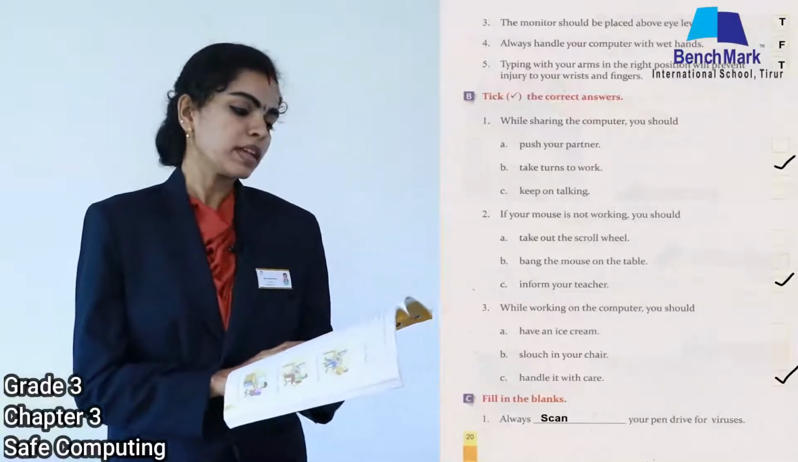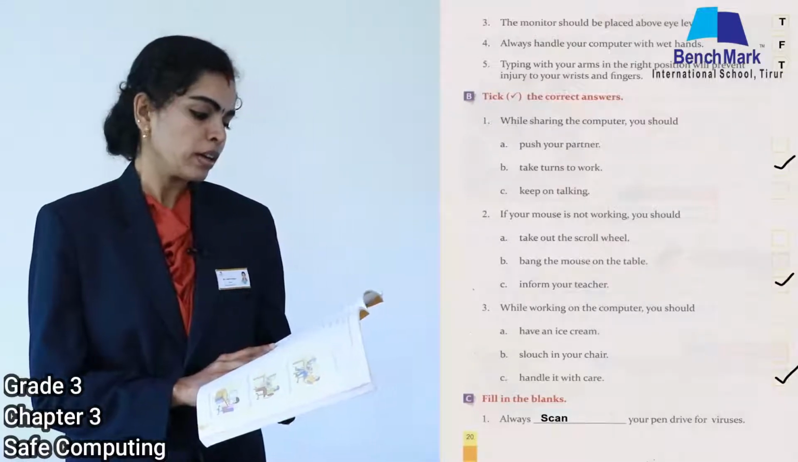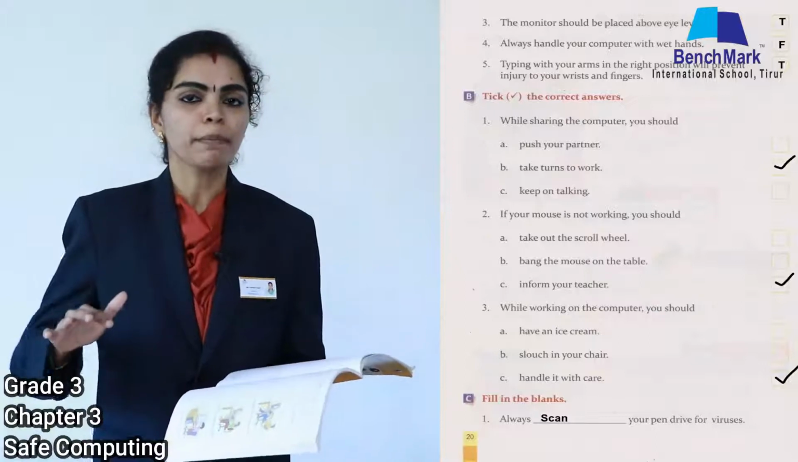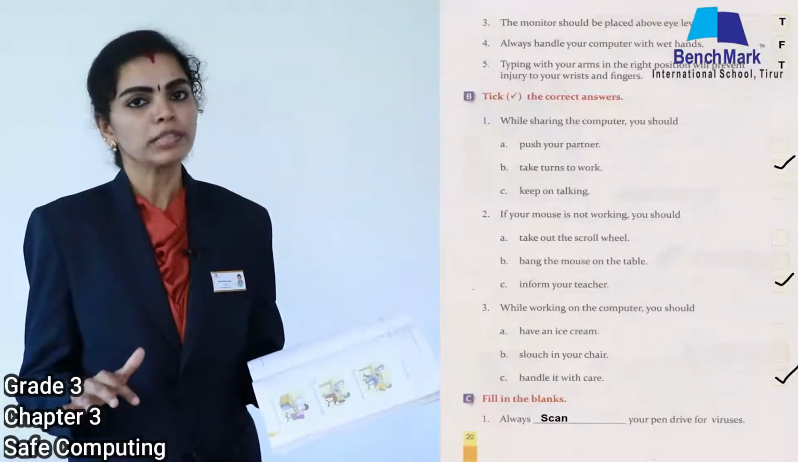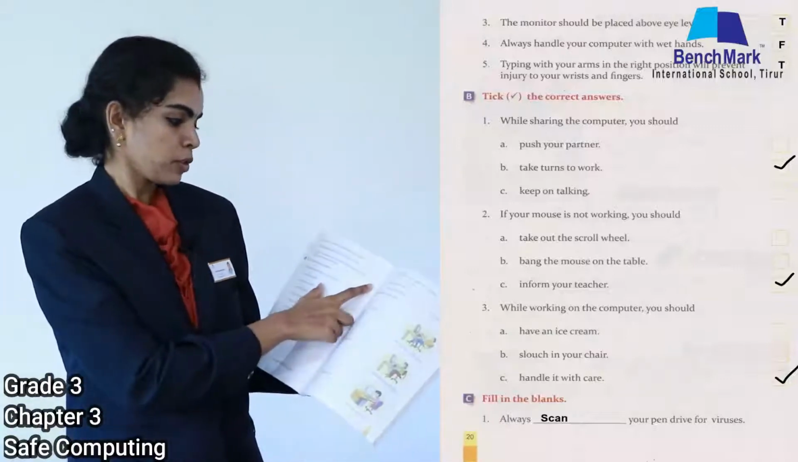Typing with your arms in the right position will prevent injury to your wrist and fingers. Yes, we should keep our hands in the right position when we are typing. So if you are not doing so, it will affect our hands. So this is true.